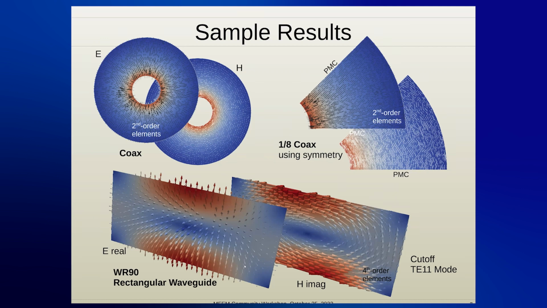At the bottom is a WR90 rectangular waveguide. This example, just to show more interesting looking fields, is the cutoff TE11 mode. This one was computed with fourth order elements.